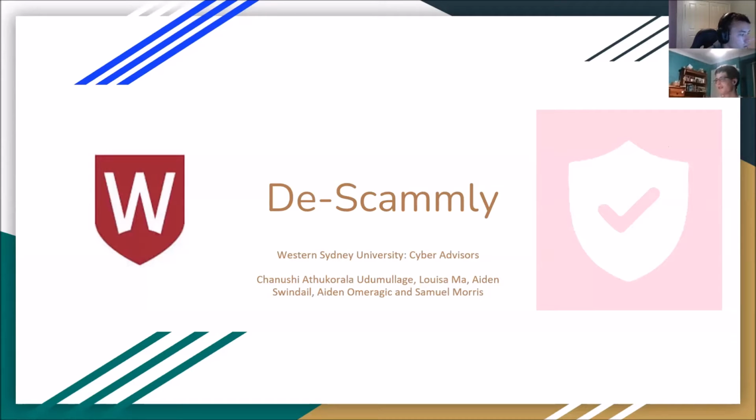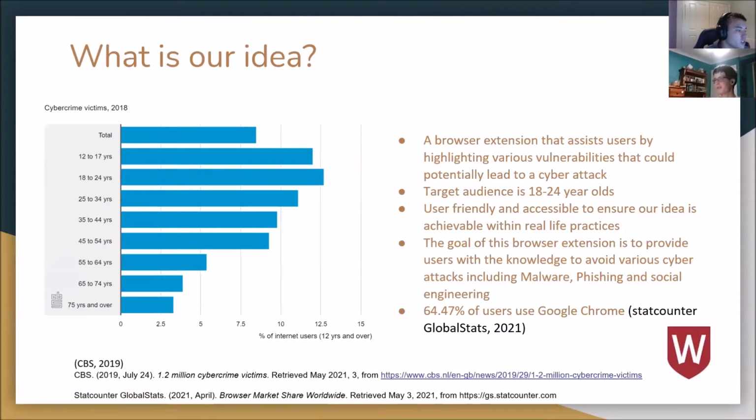Myself, Aiden Swindale, Aiden Omaragic, Louisa Marr, and Shinoshi came together to create a browser extension called Dscamly. Our browser extension was designed so that it would assist our users by highlighting vulnerabilities that could potentially lead to a cyber attack. With a target audience of 18 to 24-year-olds, this was considered quite irregular, considering that most people believe that old people are susceptible to cybercrime.